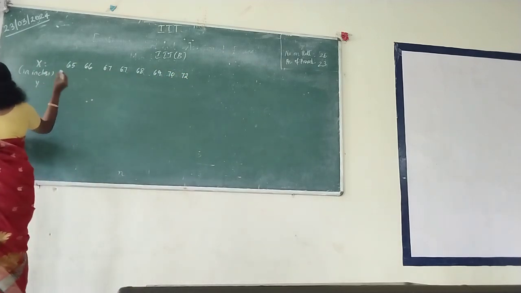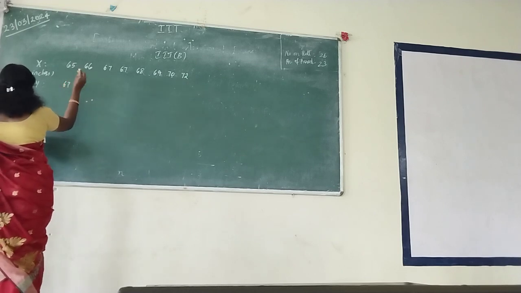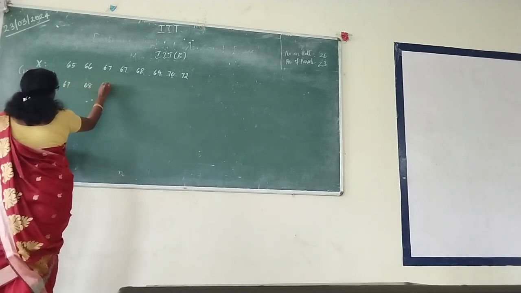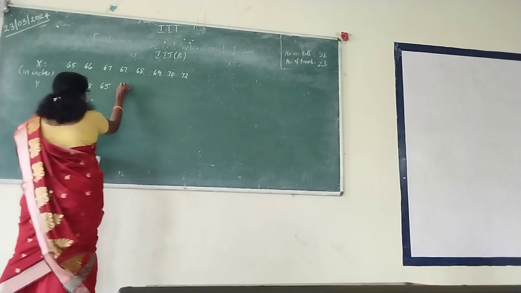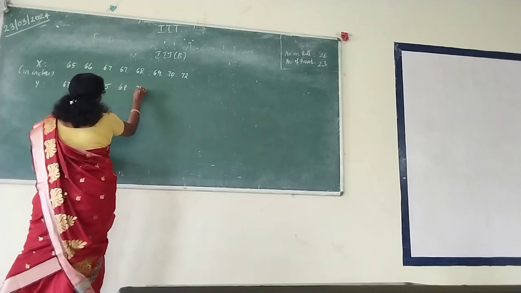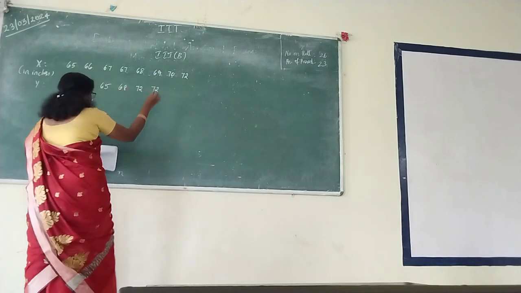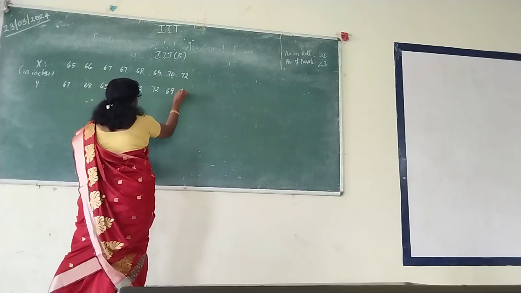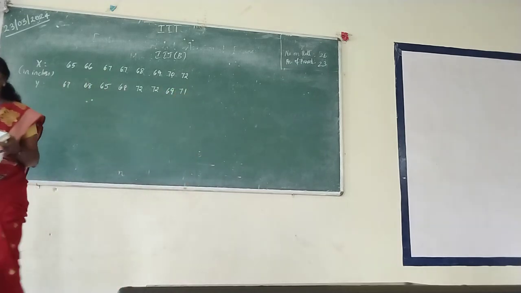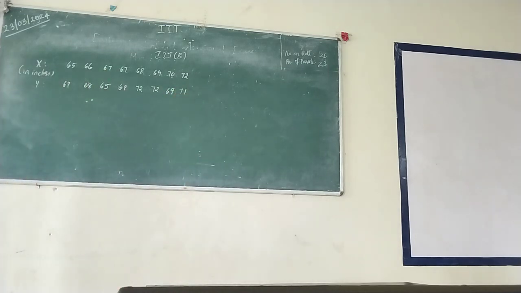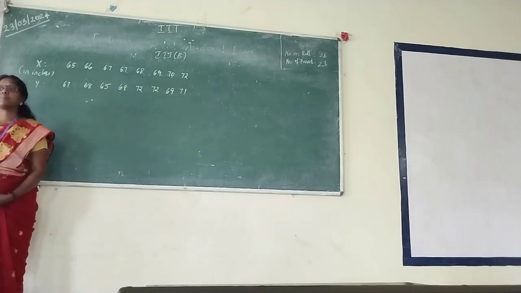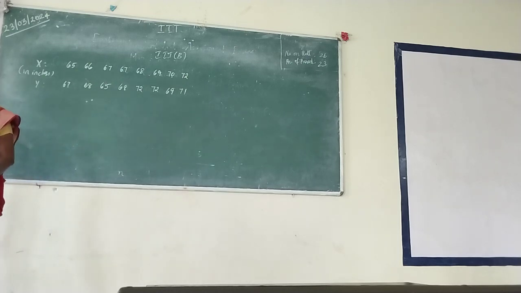Y: 67, 68, 65, 68, 72, 72, 69, 71. These are the given X and Y values. So what does X represent, ma'am? Height of the father. What does Y represent? Height of the son.